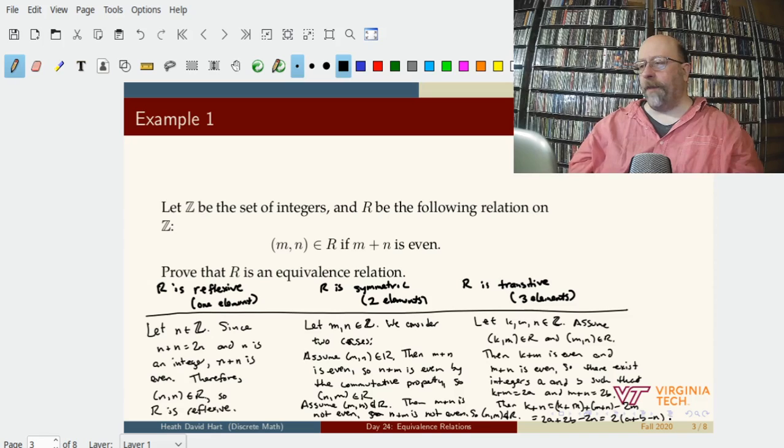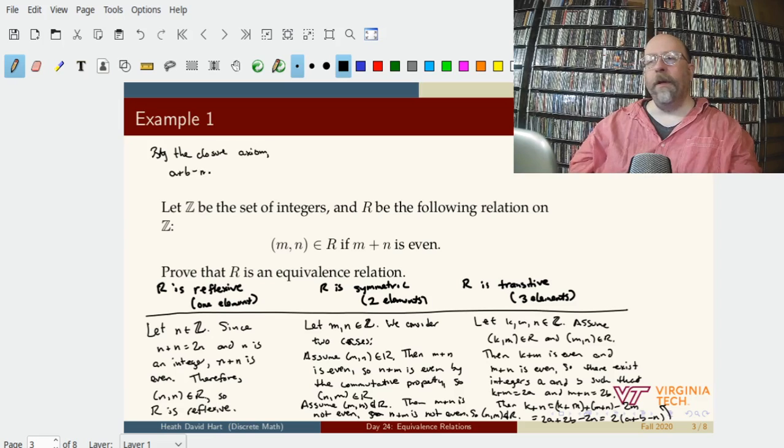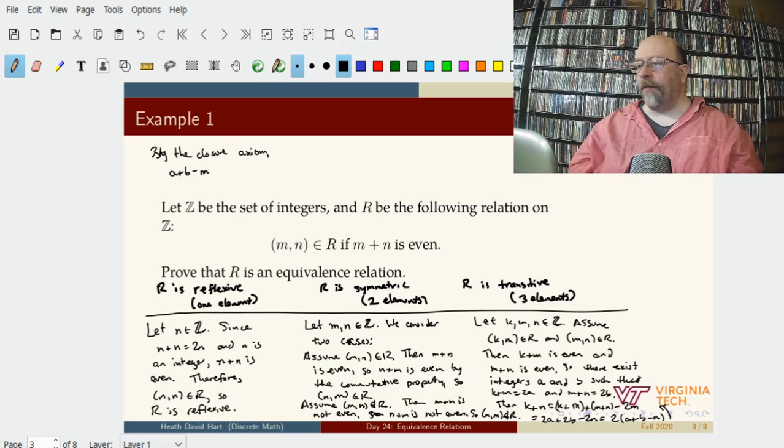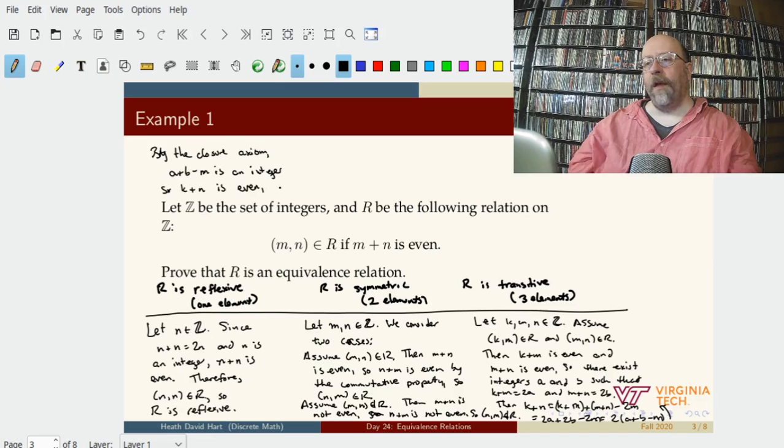By the closure axiom, a plus b minus m is an integer. That's an m, not an n. It looks like an m, so make that an m. A plus b minus m is an integer. And so k plus n is even. And so k comma n is in R. And that shows that R is transitive.